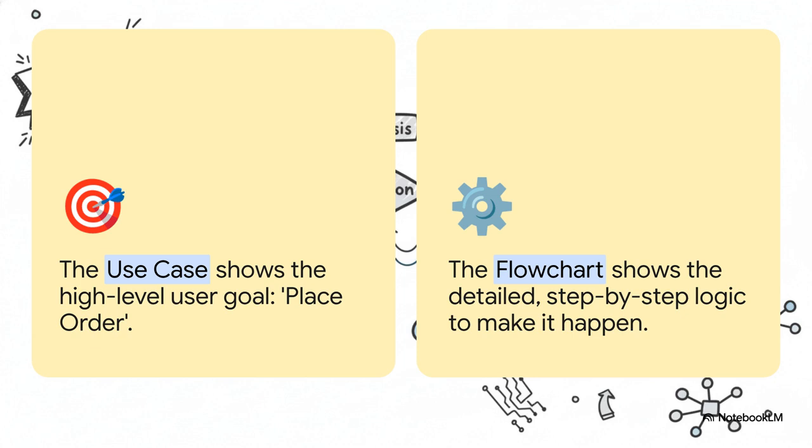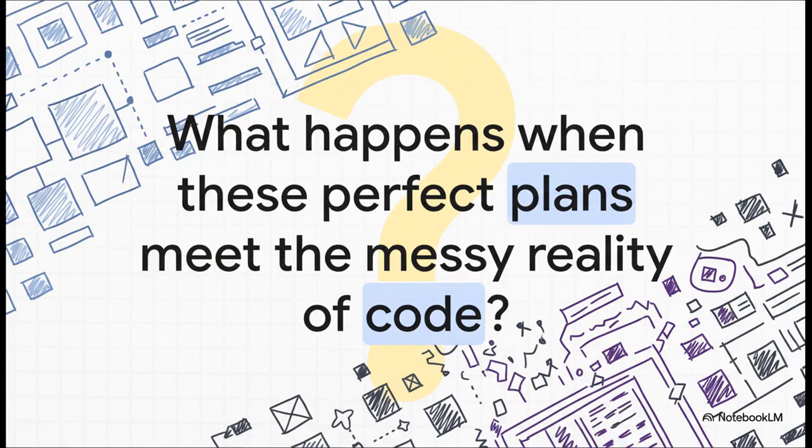It connects that 10,000-foot view directly to the nuts and bolts on the ground. So this complete blueprint, this is the final handoff. The analyst's job as a translator is officially done. Now the developers can take over and start their job, construction, with absolute precision. So you see, the journey from just an idea to actual software, it isn't magic. It's just meticulous step-by-step analysis. Which, of course, leaves us with one last question to chew on. What happens when these perfect, clean plans meet the messy reality of writing code?